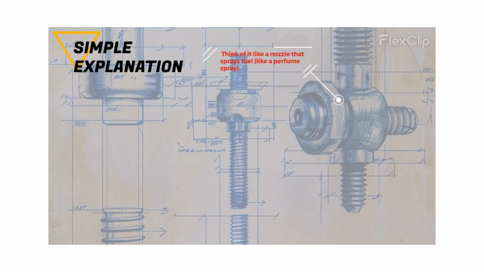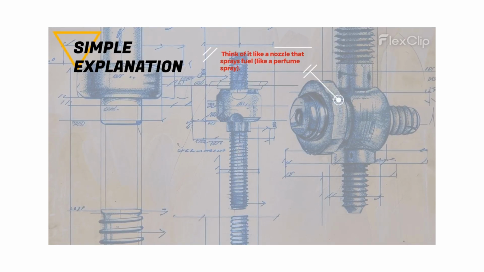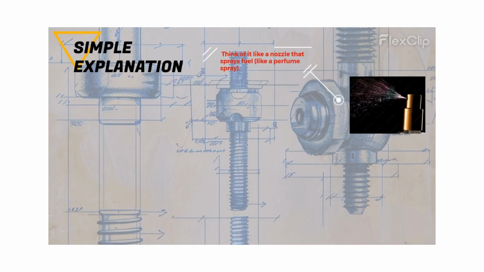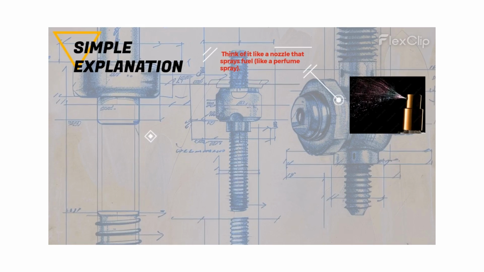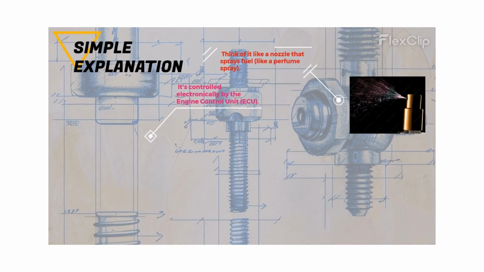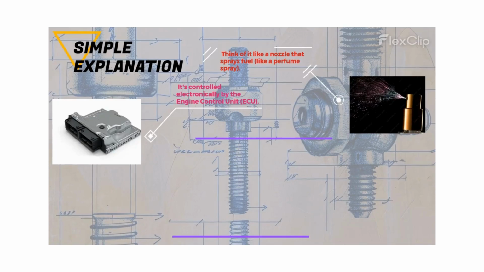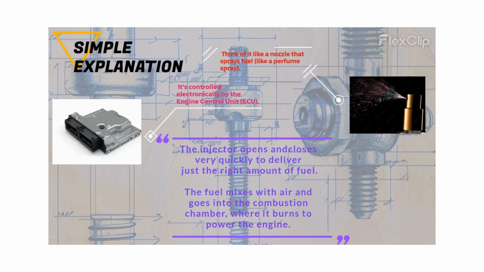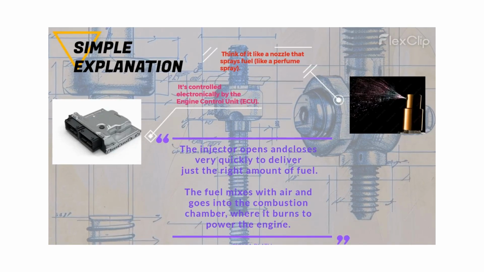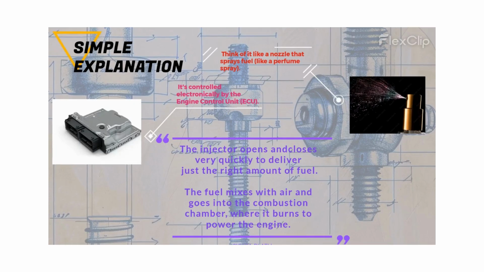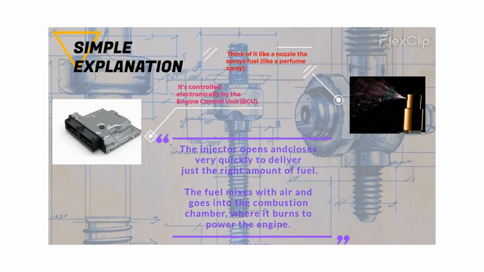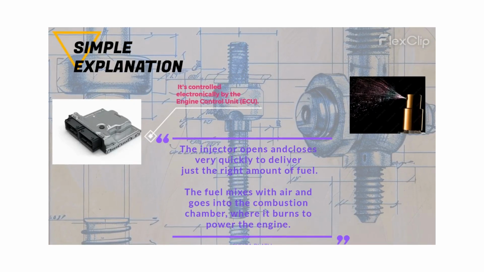Think of it like a nozzle that sprays fuel, like a perfume spray. It is controlled electronically by the engine control unit, ECU. The injector opens and closes very quickly to deliver just the right amount of fuel. Then the fuel mixes with air and goes to the combustion chamber, where it burns to power the engine.